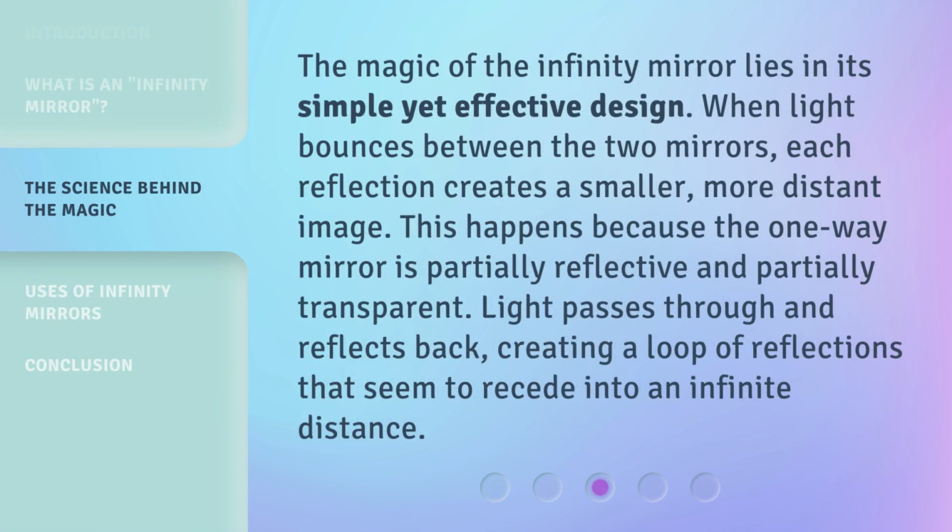The magic of the infinity mirror lies in its simple yet effective design. When light bounces between the two mirrors, each reflection creates a smaller, more distant image. This happens because the one-way mirror is partially reflective and partially transparent. Light passes through and reflects back, creating a loop of reflections that seem to recede into an infinite distance.